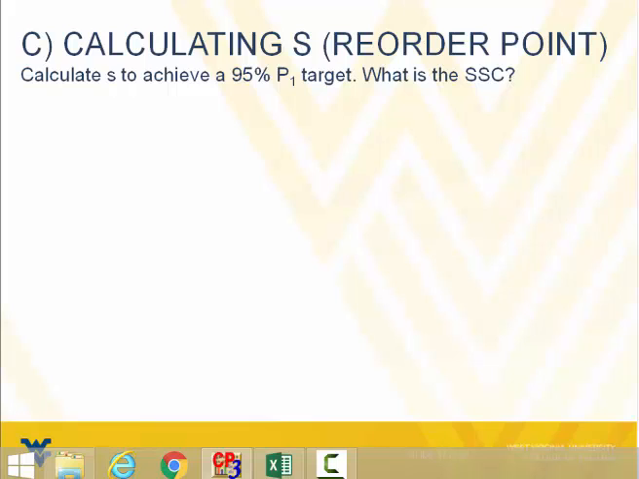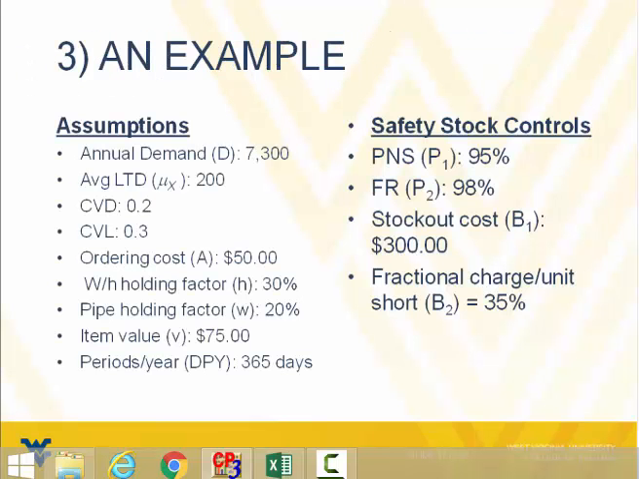Okay, so let's continue to problem C. If you recall, we are doing the example which has an annual demand of 7,300. All the other inputs are given. We want to achieve a probability of not stocking out of 95% and a fill rate of 98%. We saw that the current policy, where they are ordering at reorder point 250 and order quantity of 500, is achieving a probability of not stocking out of 90.3%.